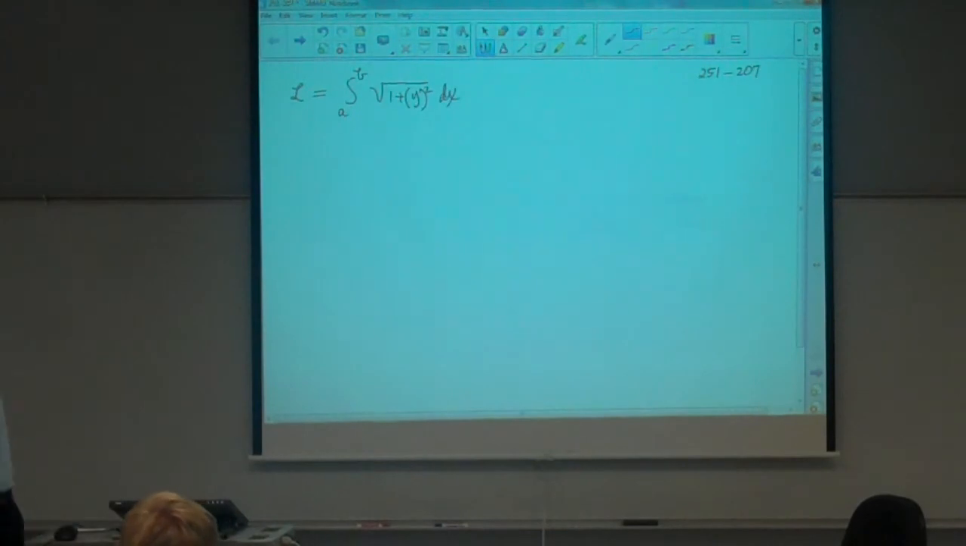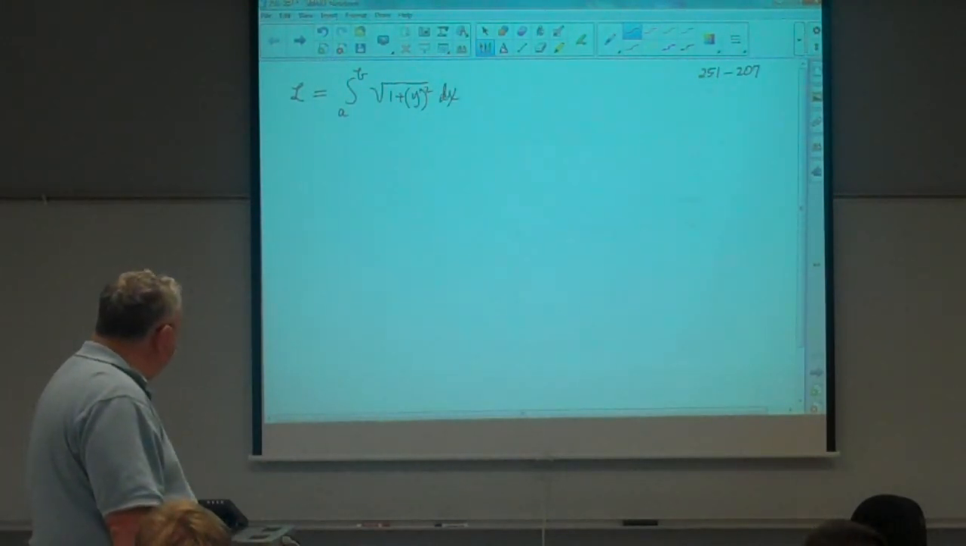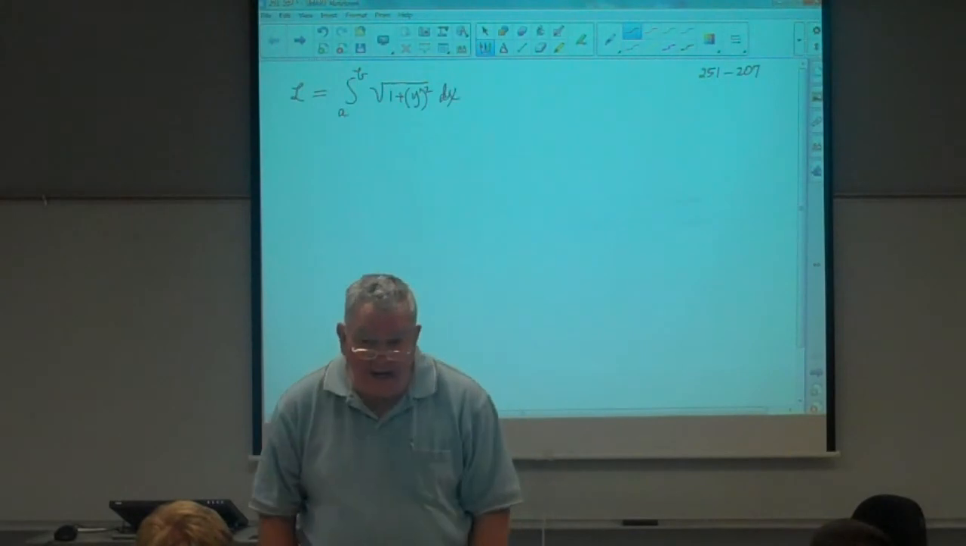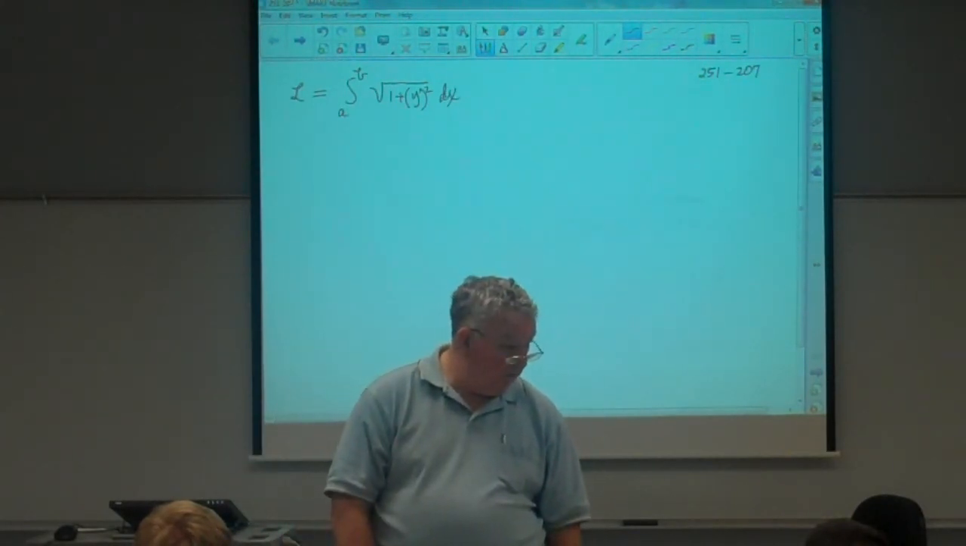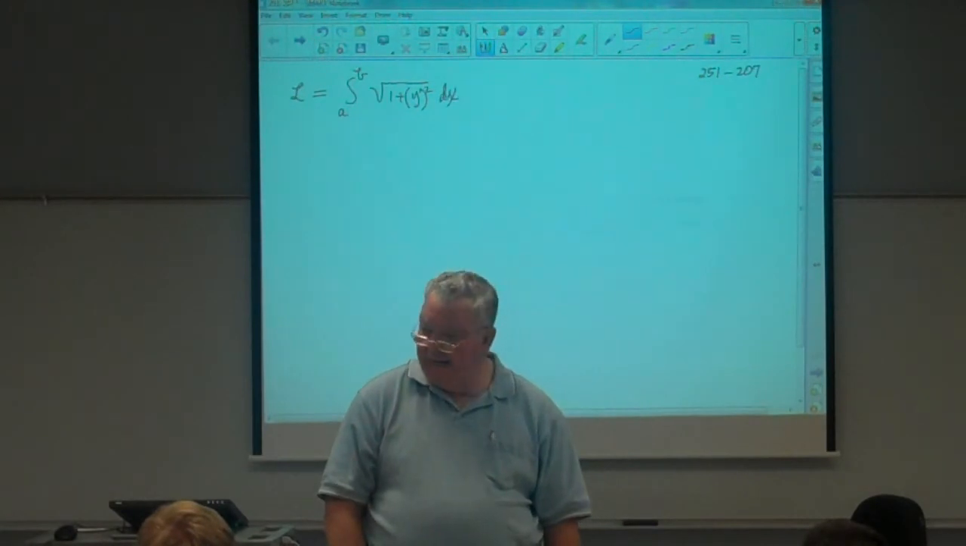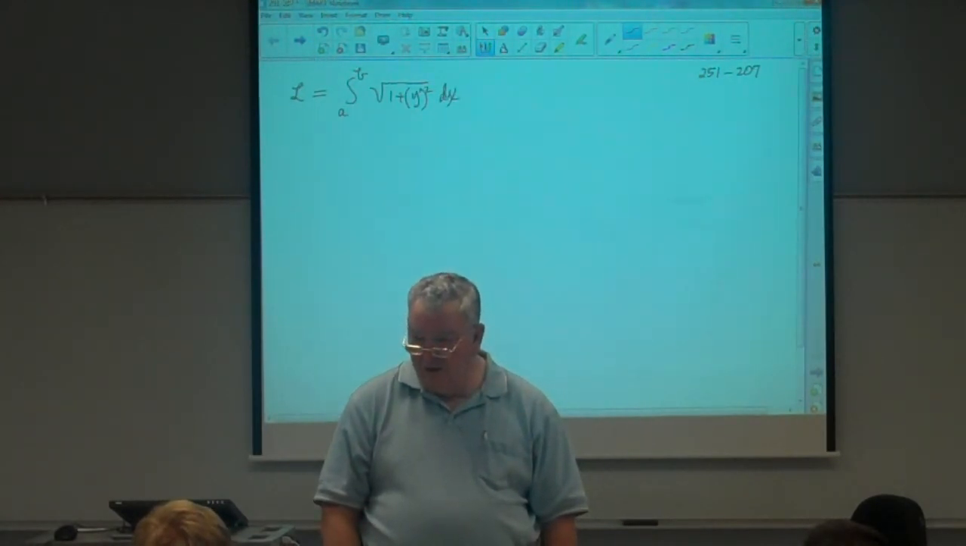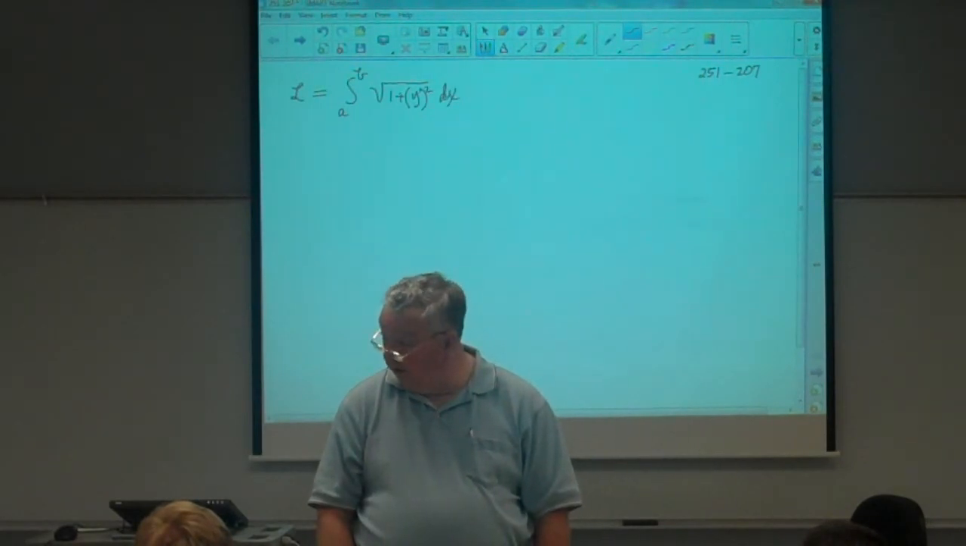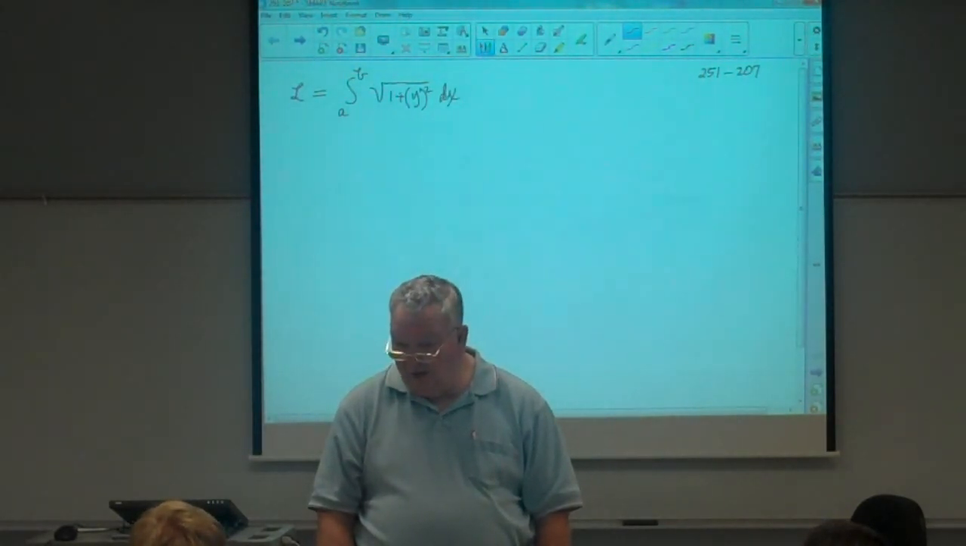Now, here's the problem. That can get real ugly real fast to integrate. Some of the very easiest problems suddenly get extraordinarily difficult to integrate. For example, if y were, say, x to the 4th, y prime is 3x to the 3rd, right? Square that and you get 9x to the 6th. And try to integrate that.